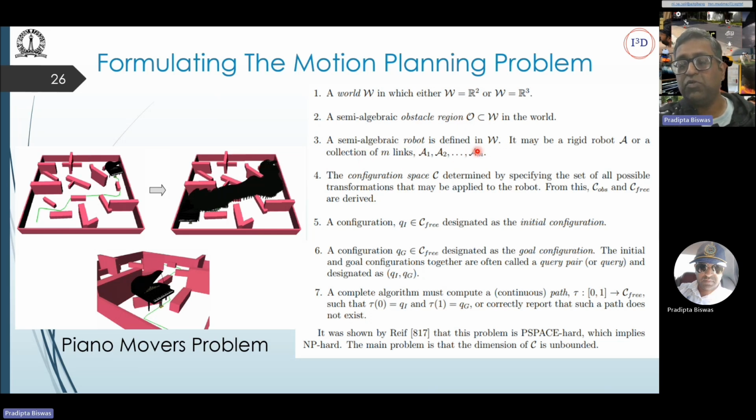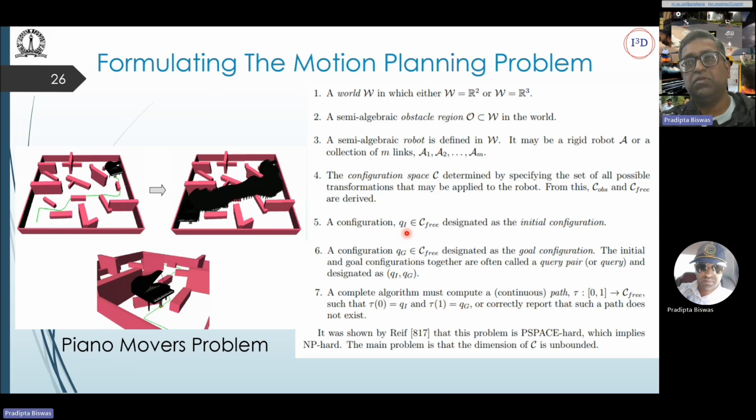Similarly, a semi-algebraic robot is also defined by W, and as we saw in the previous pictures, the configuration or obstacle space also depends on the gripper structure or the linkage structure of the robot itself. Now, this configuration space is determined by all possible points, where each dimension corresponds to one DOF of the robot.